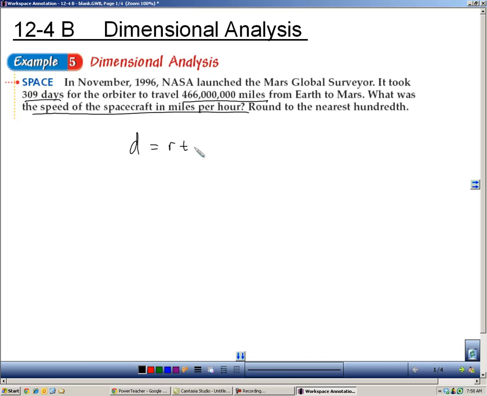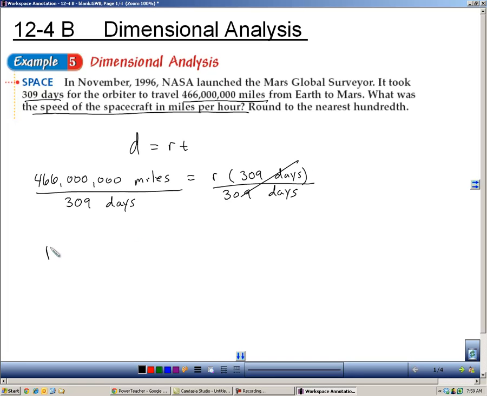So let's start by putting the values in that we know, and we're going to include the units so that we can then cancel them out and get it to finally give us an answer in miles per hour. So the distance we're told is 466 million miles, and notice I kept the miles in there. We don't know the speed or the rate, but we know that it took 309 days. To solve for the r, we're going to divide both sides by 309 days.